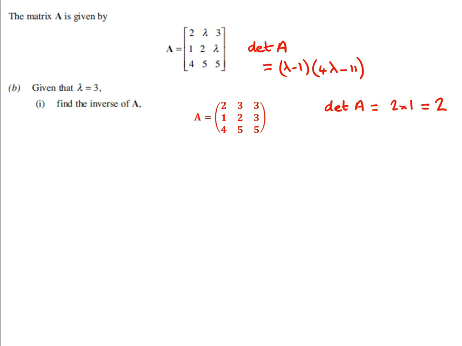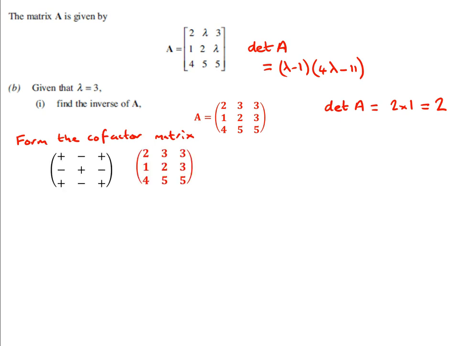So we've got to find the inverse of this matrix A, and this requires us to go through the process of first of all finding the cofactor matrix and then the adjugate matrix of A. And this process we went through in the previous video. So going through this fairly quickly again, we start off with this grid of pluses and minuses and the original matrix.